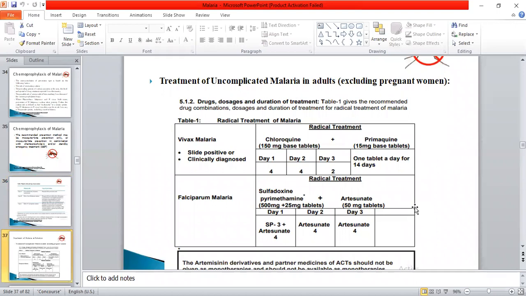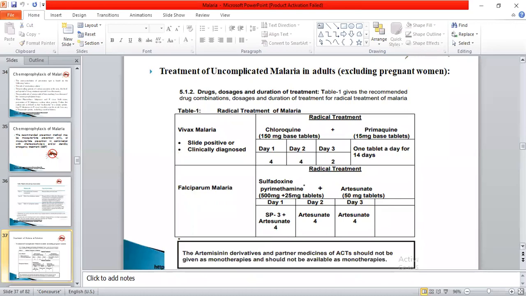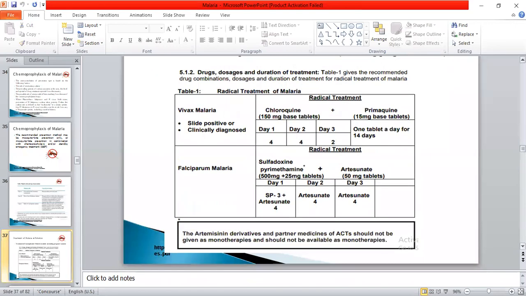Now we come to secondary prevention, which is early diagnosis and treatment. If we see the treatment of malaria in Pakistan, the treatment of uncomplicated malaria in adults, including pregnant women, in vivax malaria when the slide is positive or clinical level, give chloroquine plus primaquine, 1 tablet a day for 14 days. In falciparum malaria we give sulfadoxine-pyrimethamine or artesunate. Artemisinin derivatives and partner medicine should not be given as monotherapy, and should not be available as monotherapy.